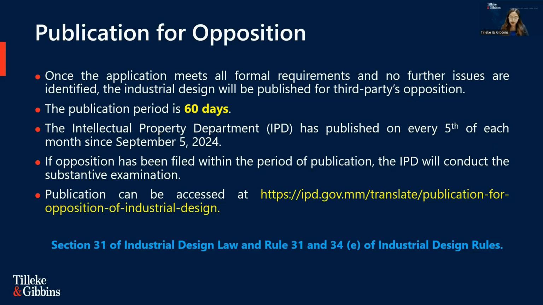The opposition period is only like 16 days, which is the same as the publication period, and it cannot be extended. The IPD publishes its journal online, and this is the link where the publication can be accessed. The IPD normally publishes its journal on the 5th of each month, and the first publication for opposition is September 5, 2024. Since then, each month, the IPD issues its journal online. If someone files an opposition, the IPD will conduct the substantive examination.